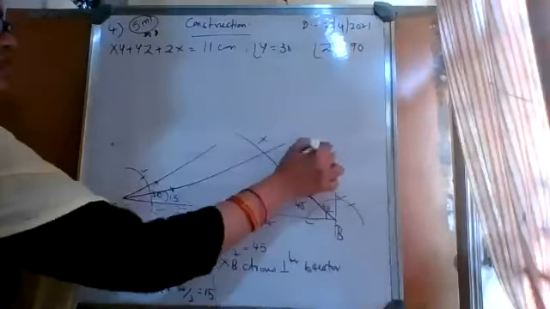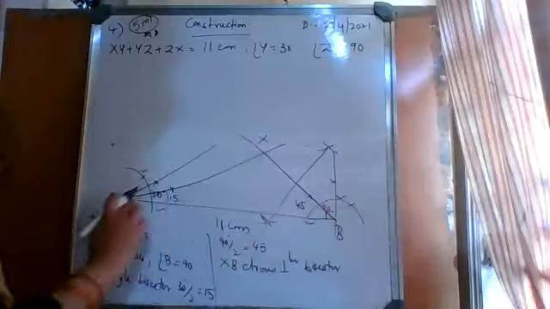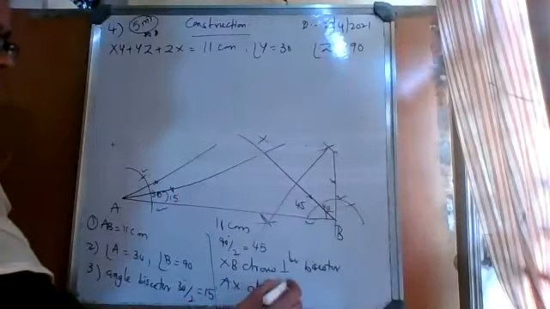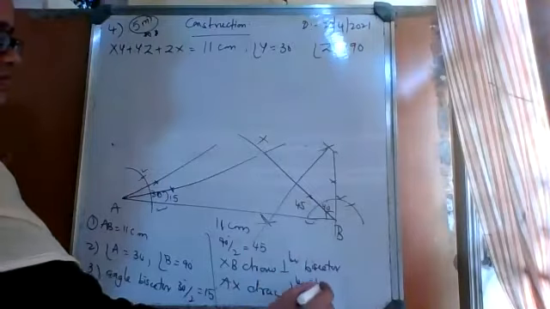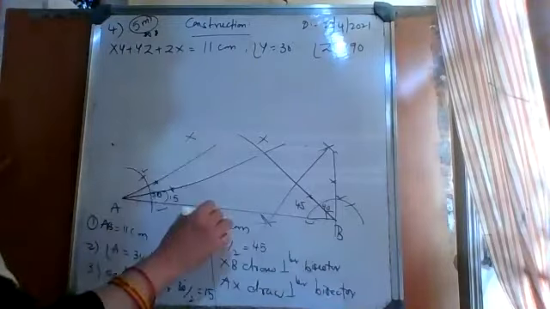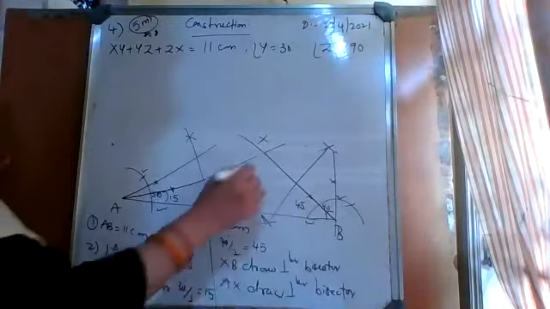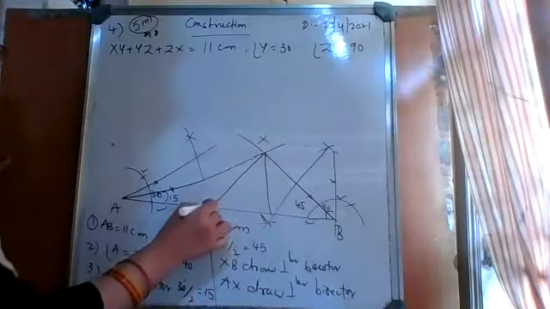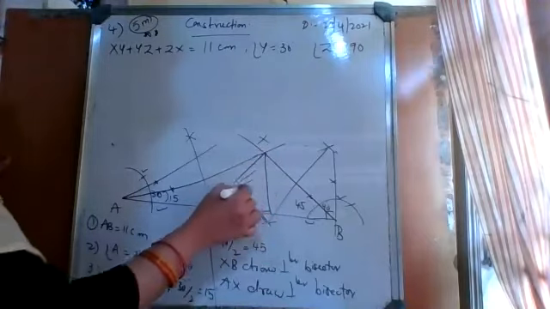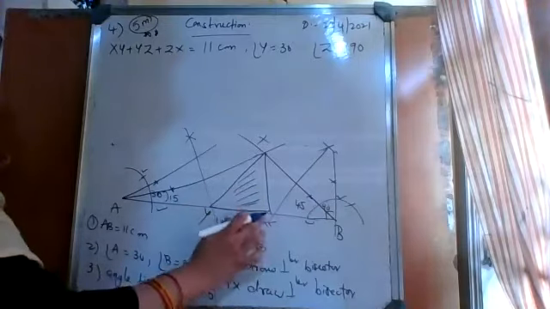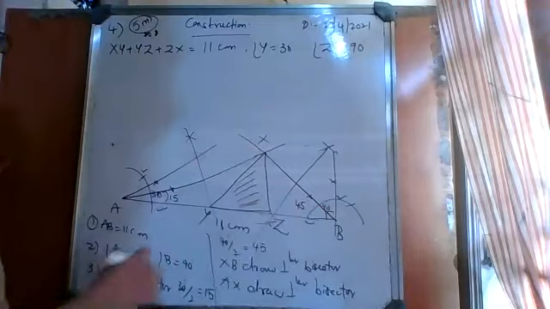After this, the same procedure we have to repeat from A and X. From AX, draw another perpendicular bisector. So more than half, cut two arcs here and here. Join this. After that, take a scale, join this and this. You can see one triangle is formed here. This is the required triangle XYZ.